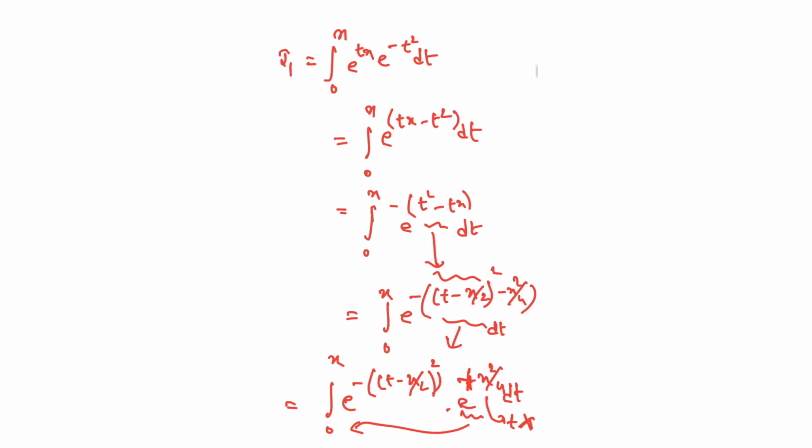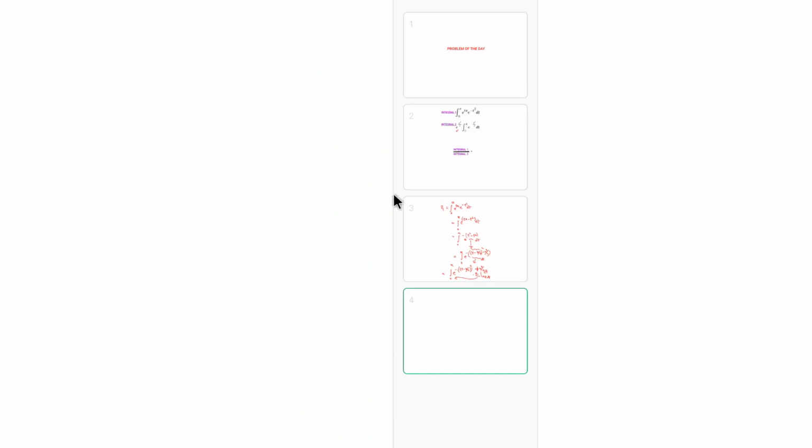So just take e power x square by 4 common, just take that out of the integral. You get e power x square by 4 times the integral 0 to x of e power minus (t minus x by 2) whole square dt. So this is what we are left with. And now there's an interesting property that we need to make a note of. The thing given in the second integral is t square by 4, but we have t minus x by 2 whole square, isn't it? So we need to make some changes.